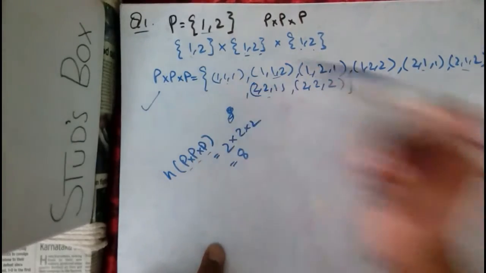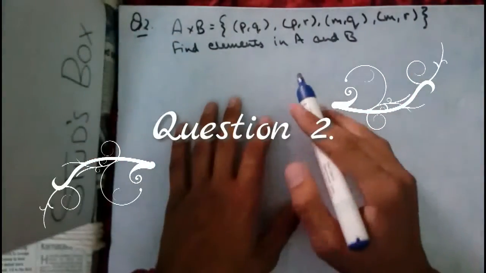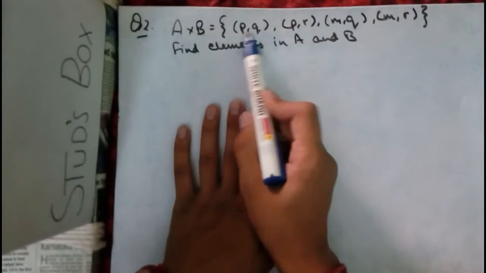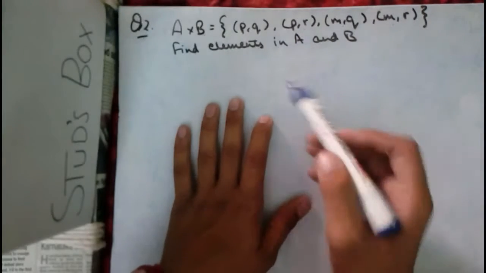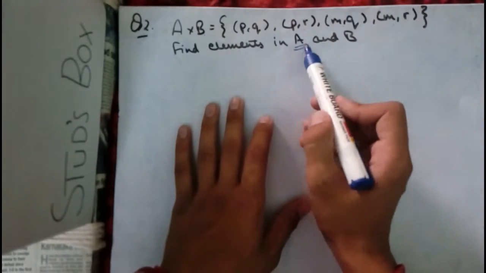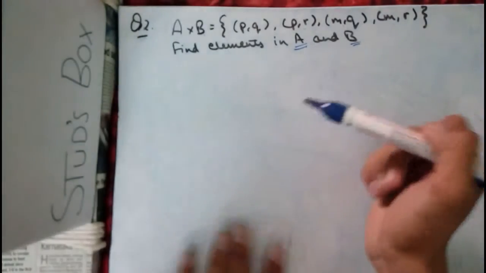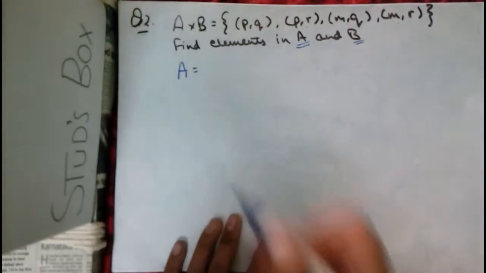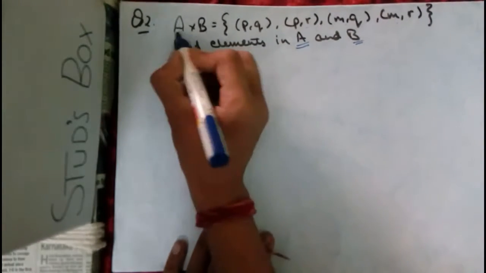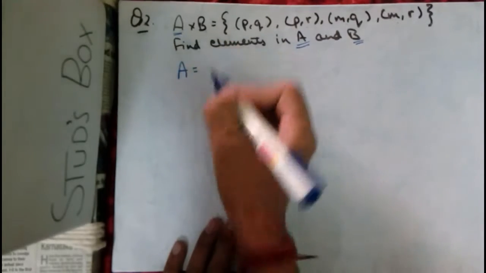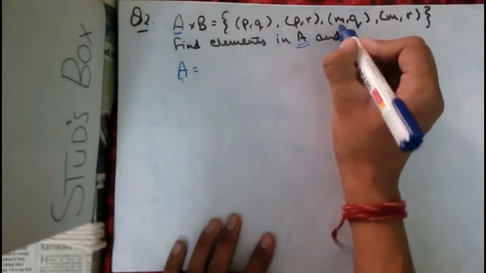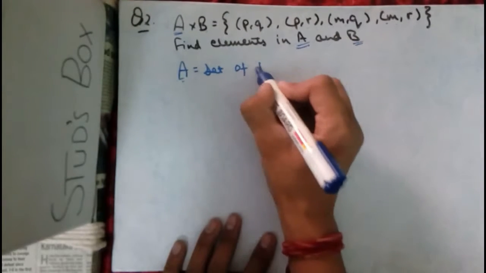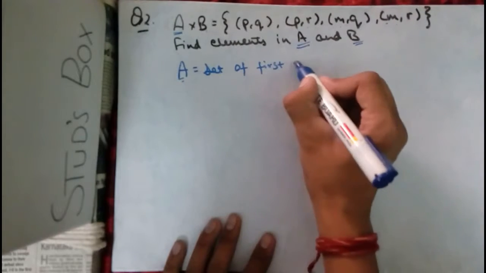We have a question here in which we have been given the Cartesian product of A and B, and we have been asked to tell the elements of A and B. So what we have to do here: elements in A will be, since it is A cross B, the first ones. So basically it is going to be the set of first elements.